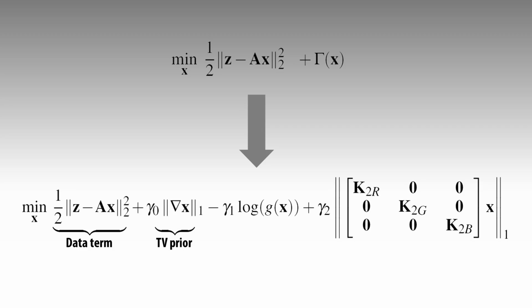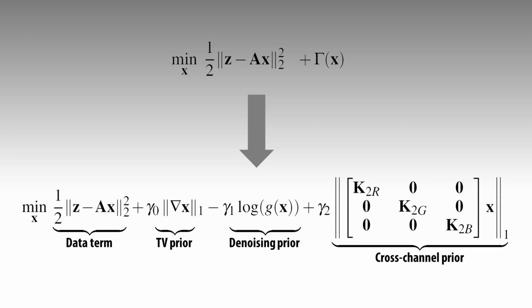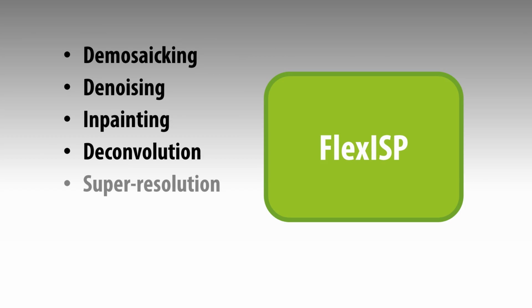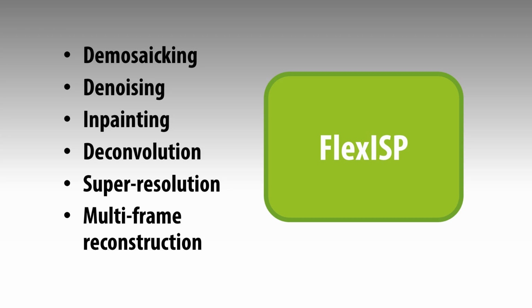Here is a total variation prior. Here is a denoising prior. Here is a cross-channel prior to enforce edge consistency across all channels. FlexISP handles a range of applications from demosaicing to multi-frame reconstruction for both old and novel sensor designs. Next, we present results of experiments with our framework.